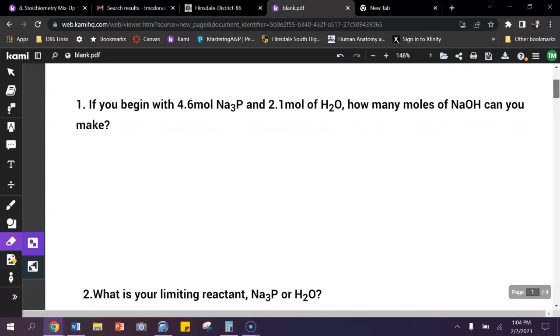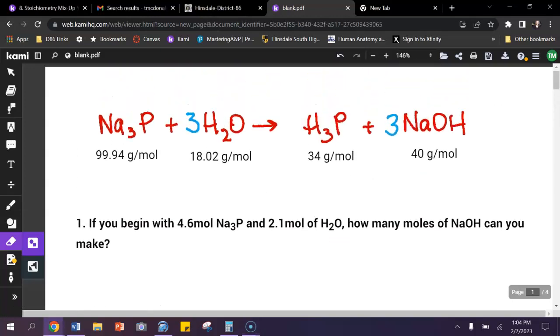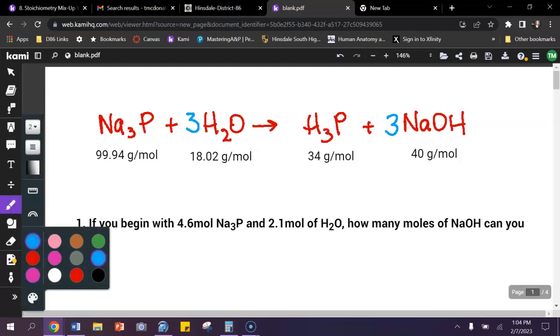Hello, chemistry students. I wanted to review with you how to do a problem where you need to determine what the limiting reactant is given two different amounts of two different reactants. So what I've given you on this sheet is a balanced chemical equation. And remember that these are all mole-to-mole problems. So even though I gave you the molar masses of these compounds, don't use them for anything because you're not going to need to. So let's get started.